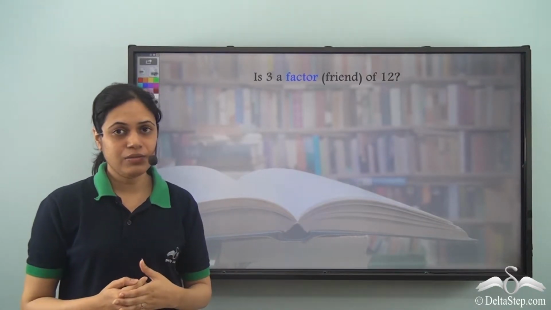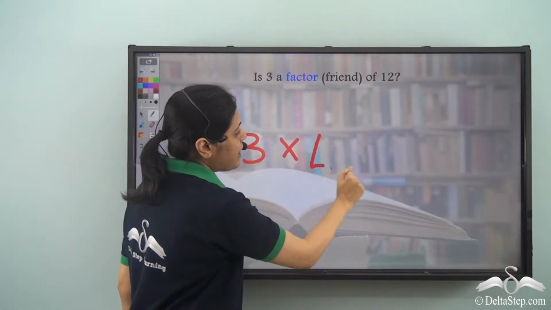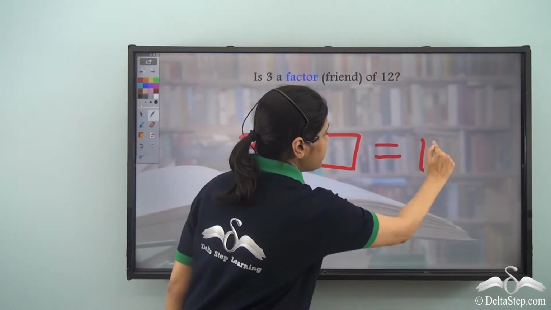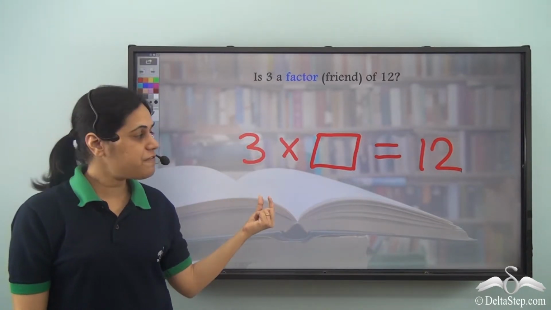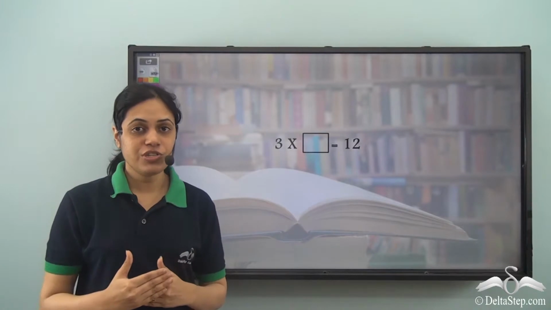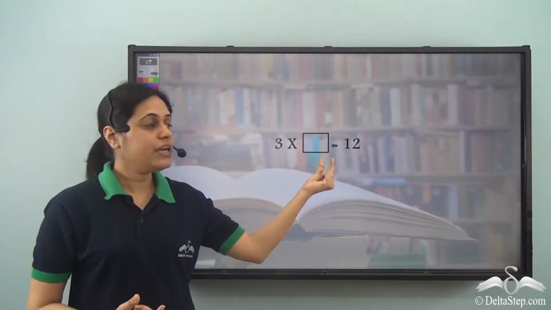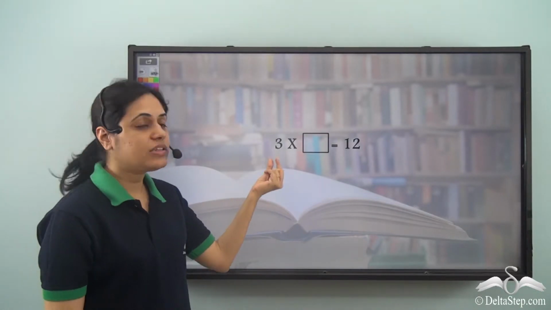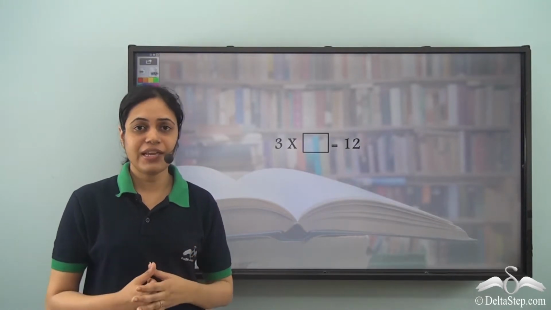Now what is a factor? If 3 is a factor, then 3 multiplied with something will give me 12. So we know that 3 will be a factor if 3 multiplied with some number will give me 12. I need to find 3 multiplied by what number will give me 12. And how do I find that?